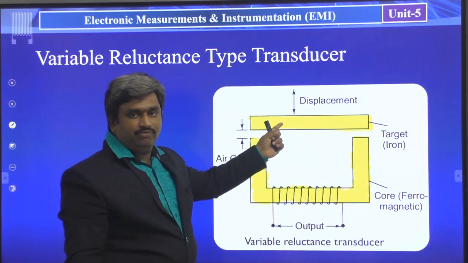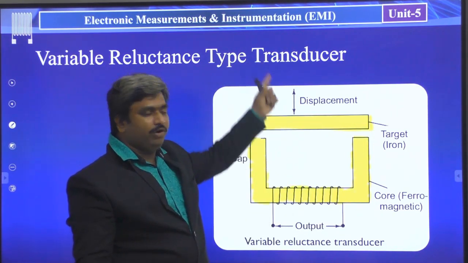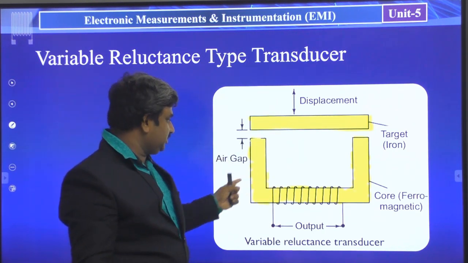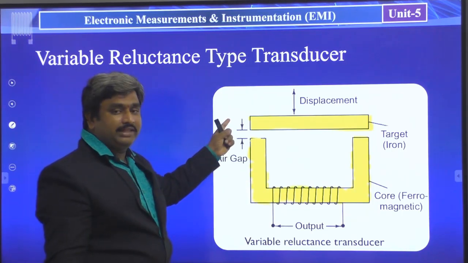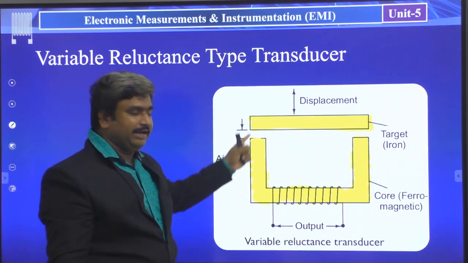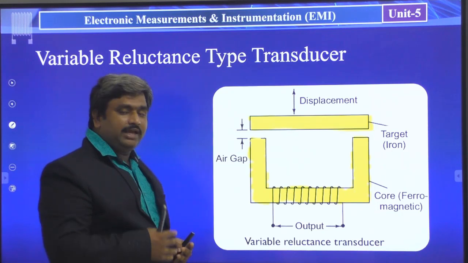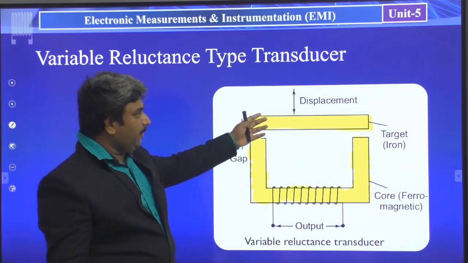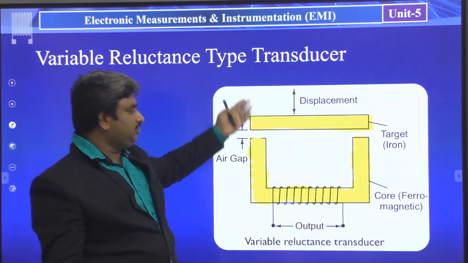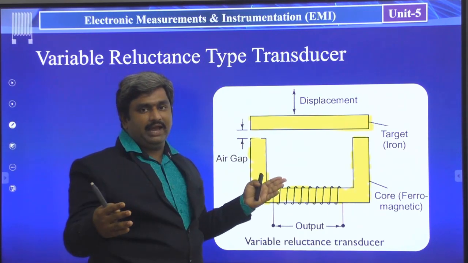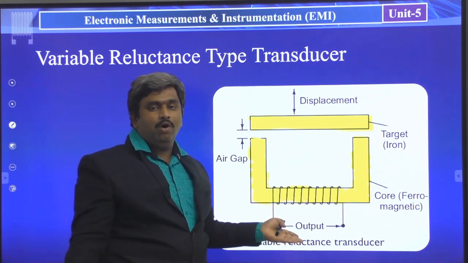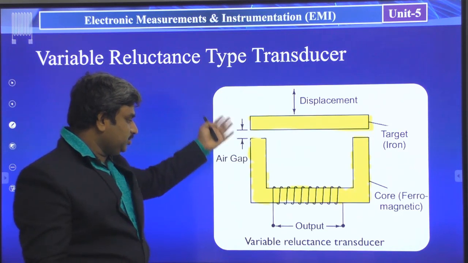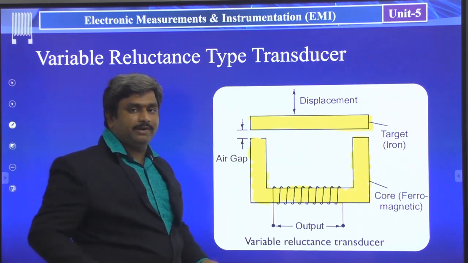Here, this iron target is moving in the upward and downward direction. If it moves in the downward direction, very close to this ferromagnet, the air gap between these two is very small, then I will get a high amount of output voltage at these turns. If the iron rod is moving in the upward direction, the air gap is going to be very high, then there is no passing of current through this coil, then there is no output voltage. So this is a variable reluctance type transducer.